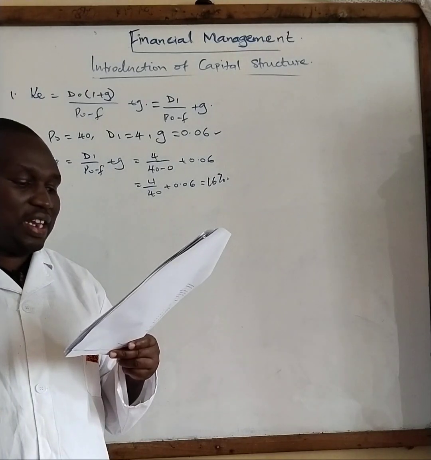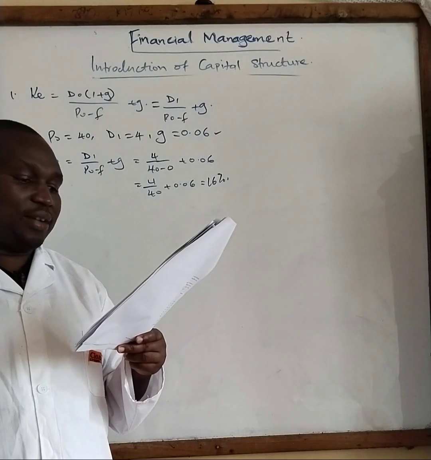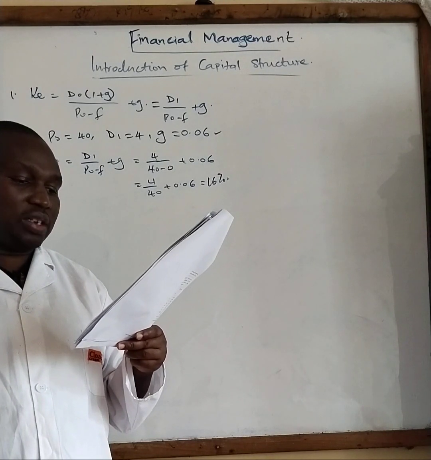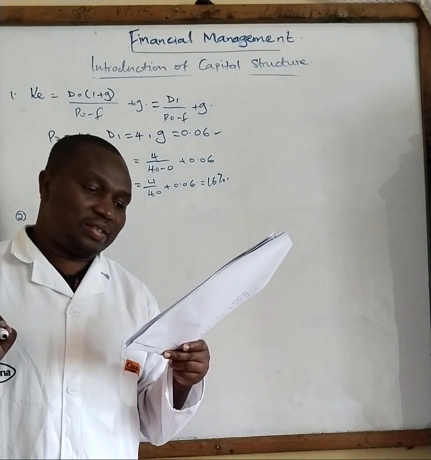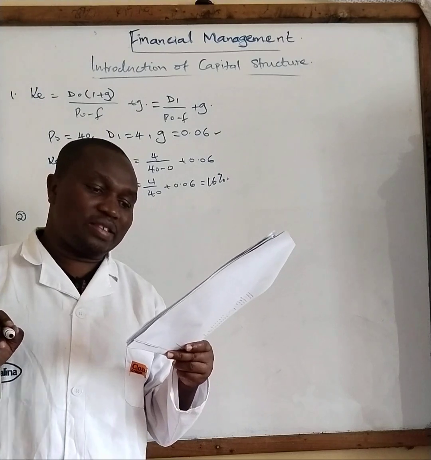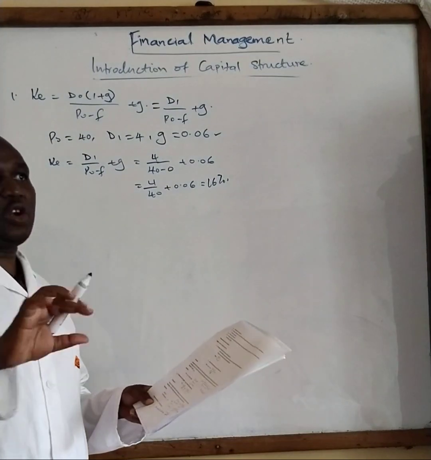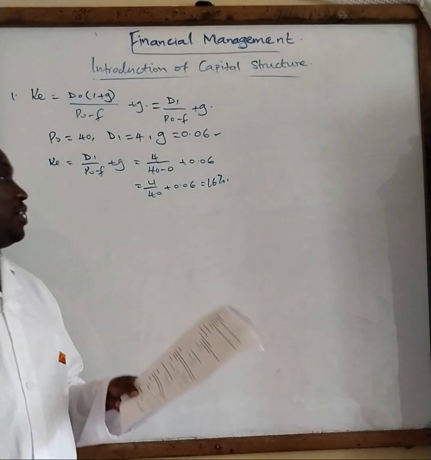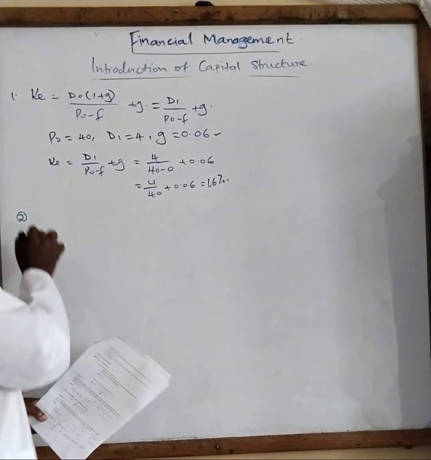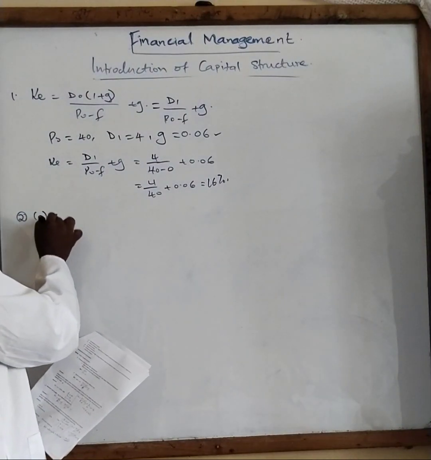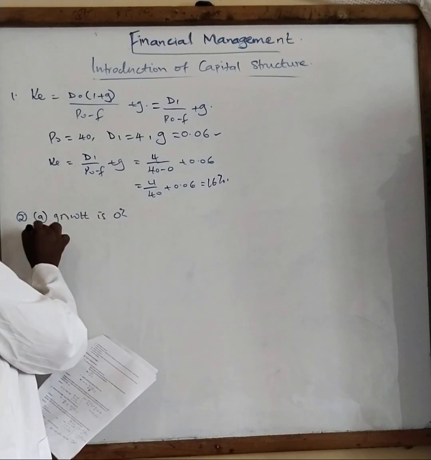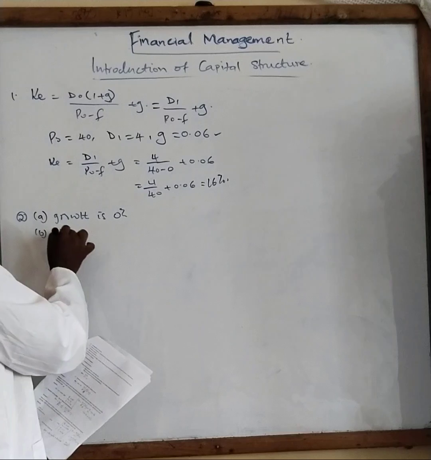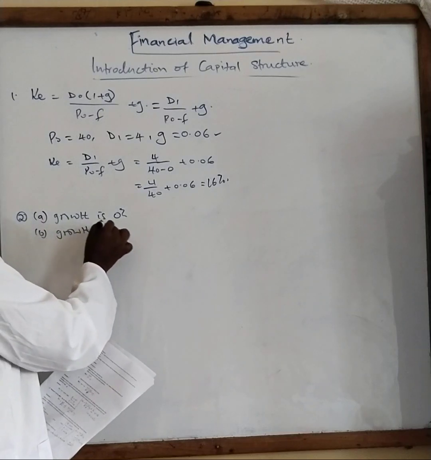Compute the cost of retained earnings if both earnings and dividends are expected to grow at 0% and at 9%. So to grow at 0%, and another one at 9%. This is a very simple question. So A, growth is 0%. B, growth is 9%.